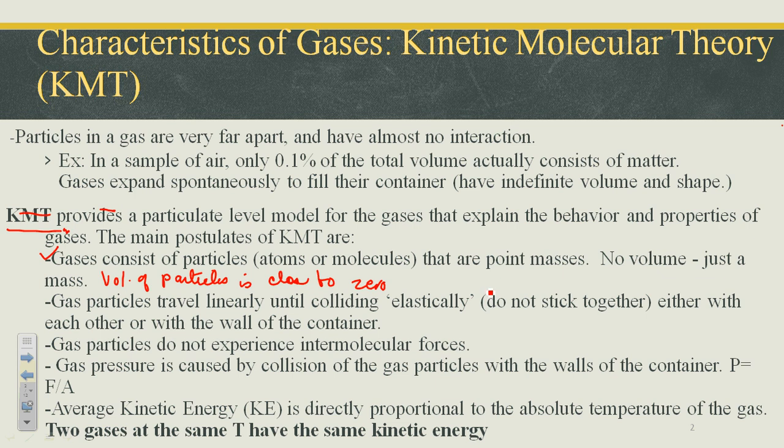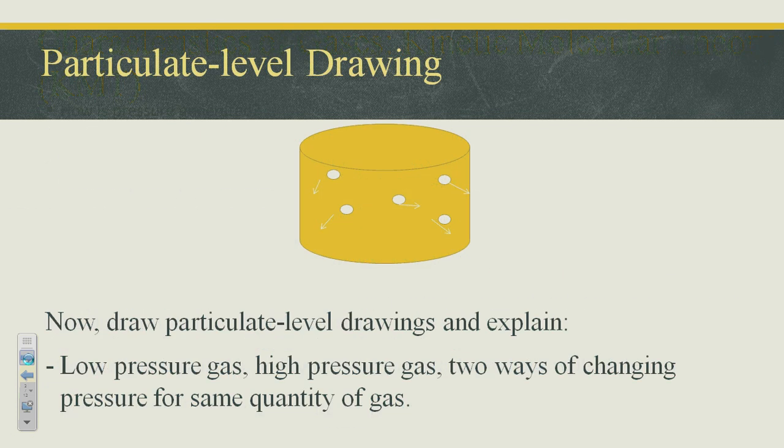The next postulate is that gas pressure is caused when the gas particles collide with the wall of the container. Note, gas pressure is caused by gas particles colliding with the wall of the container, not with each other. And the average kinetic energy is directly proportional to the absolute temperature of the gas. If two gases are at the same temperature, their average kinetic energies would be the same. So these are the five main postulates of kinetic molecular theory, which explains the behavior of gases.